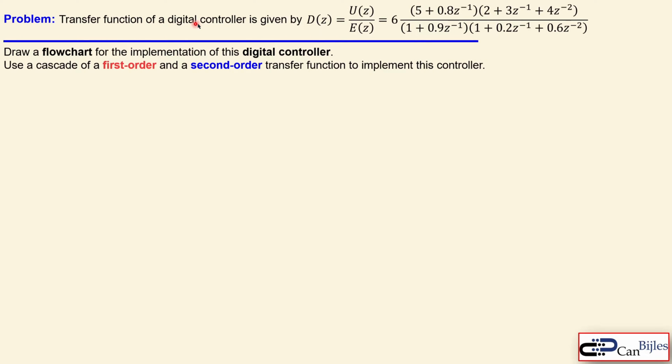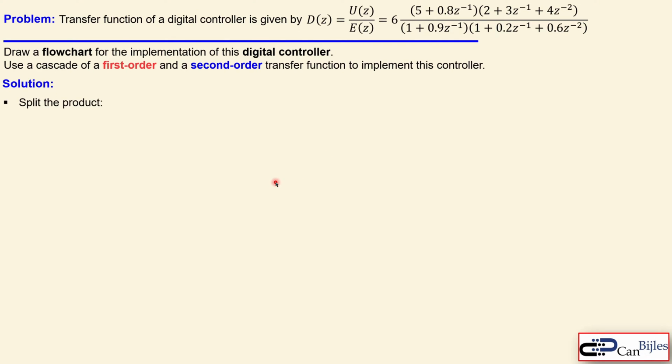We have the following transfer function of a digital controller given, where D is given by the controlling parameter over the error signal, which is shown here. You see it's a third order system. You see already it is given in the z to the power minus 1 variation, so you see the delays directly. So we would like to now have a flowchart of the digital controller to implement this, using a cascade of a first order and a second order transfer function to implement this controller. And of course we also have the gain stage, so that is another part of it. So let's see what we need to do in the solutions.